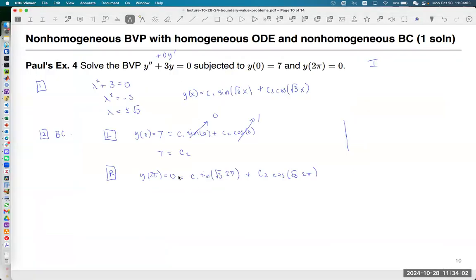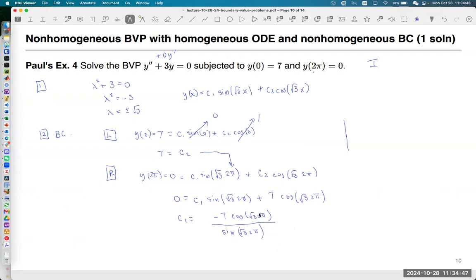It's way too complicated. Okay, so I think I did the problem. This shouldn't be 2, I think. So if we were given this type of problem, we'll need to substitute C2 inside here. So we have 0 is equal to C1 sine of square root of 3, 2 pi, plus 7 cosine of square root of 3, 2 pi. And we can solve for C1. So make this to the left, minus 7 cosine square root of 3, 2 pi, divided by sine of square root of 3, 2 pi.